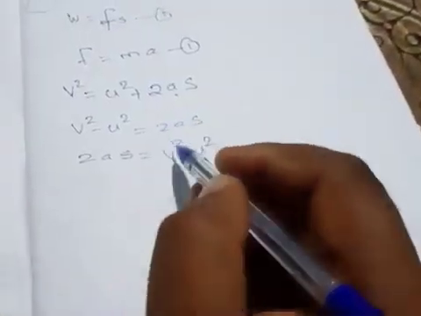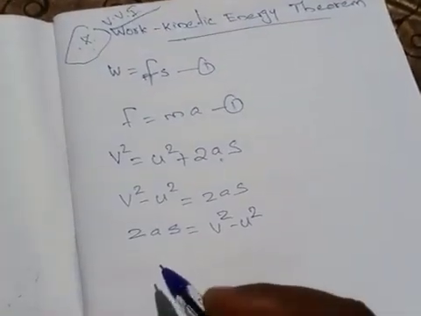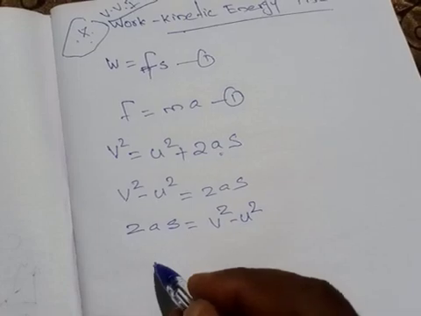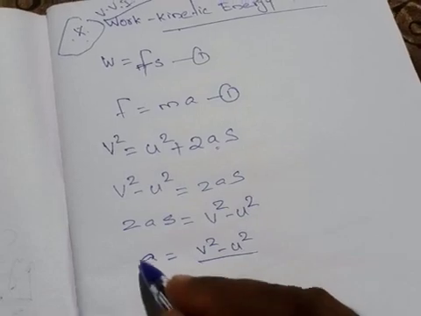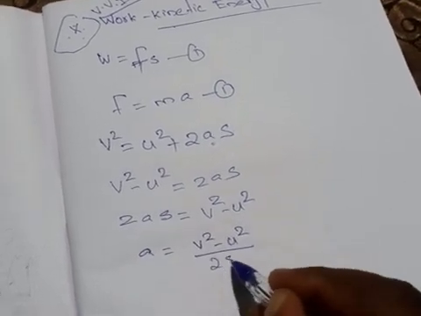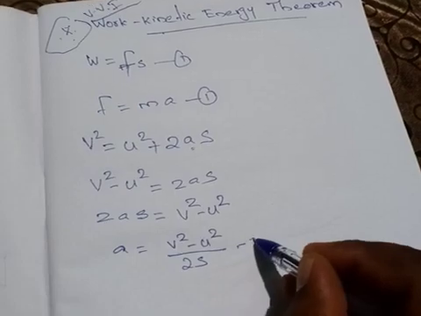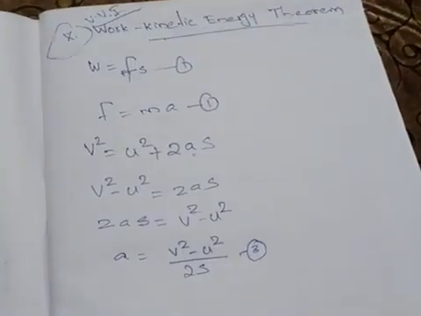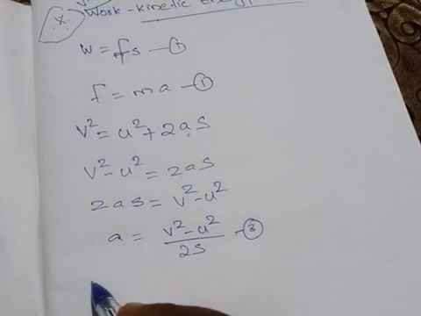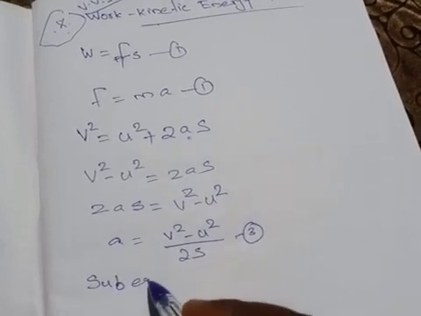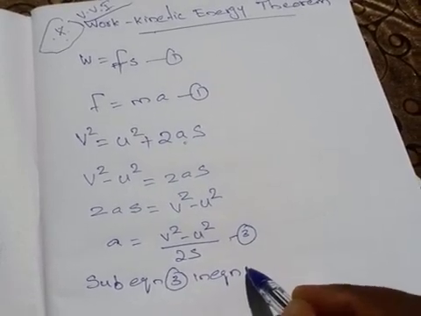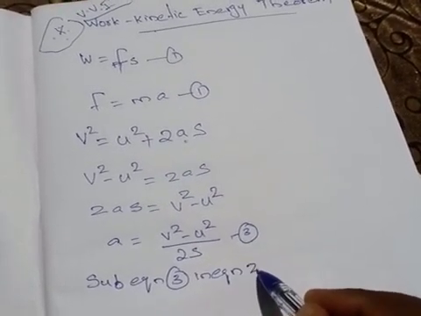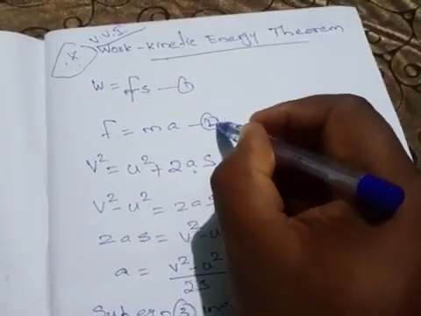The same thing only I wrote here. Then from this find out a. So a is equal to V square minus U square divided by 2s. This is equation 3. Now just a substitution. You see what I am going to do. Substitute equation 3 in equation 2. This is equation 2.